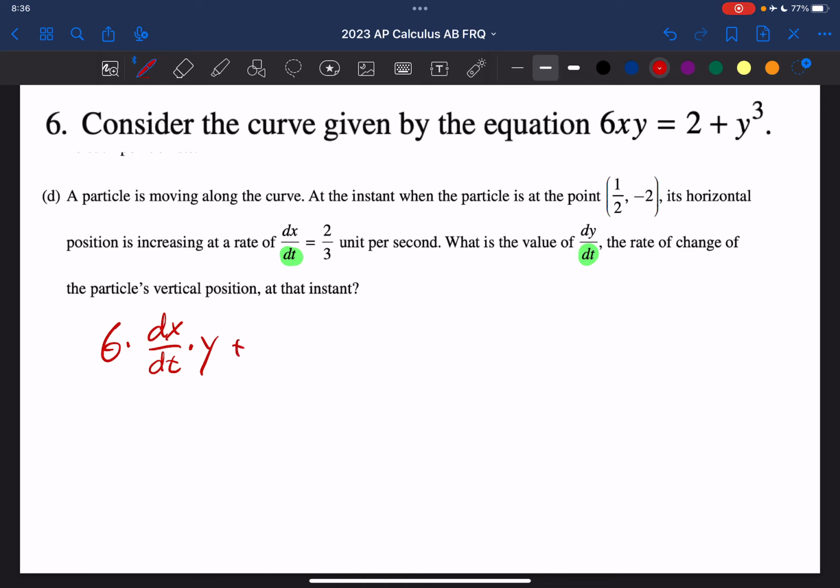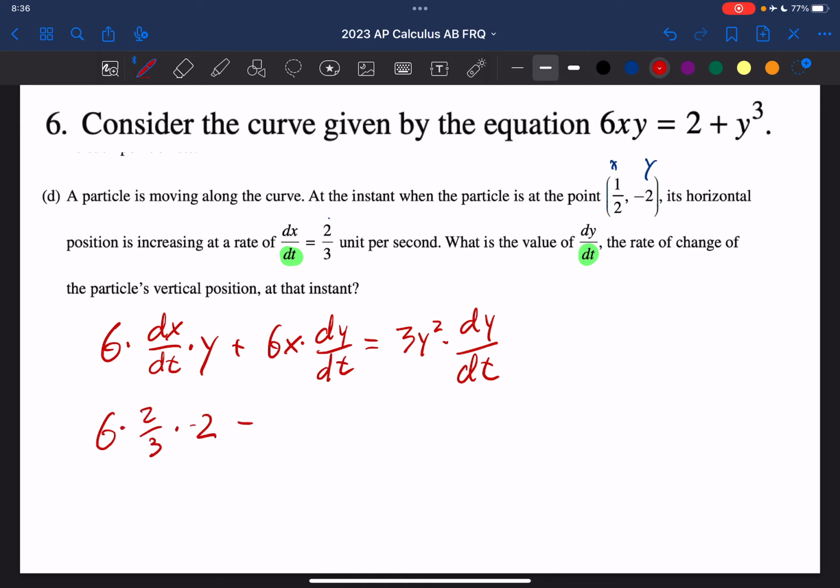Now we still have product rule in play, but when we do, we have dx/dt and we have dy/dt. But now, this is x right here, 1/2, this is y, -2, and this is dx/dt right here, 2/3. So we have 6 times 2/3 times -2, plus 6 times 1/2 times dy/dt equals 3 times -2 squared dy/dt.